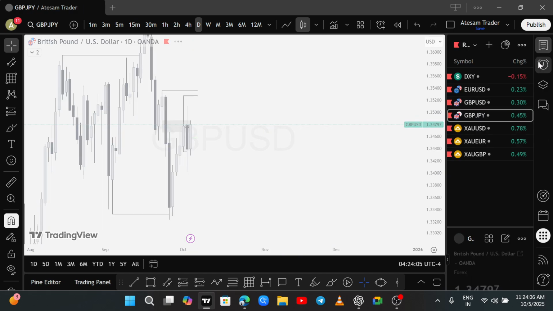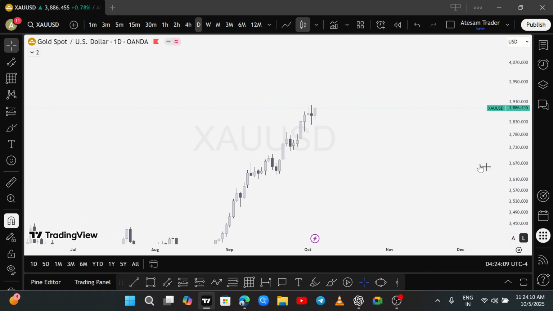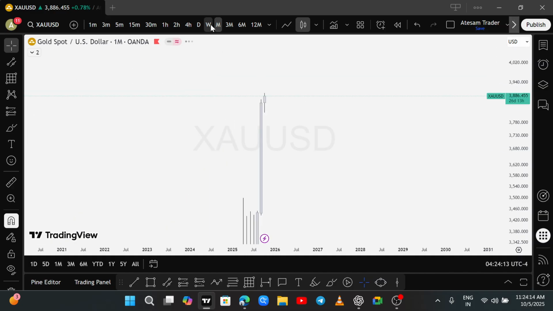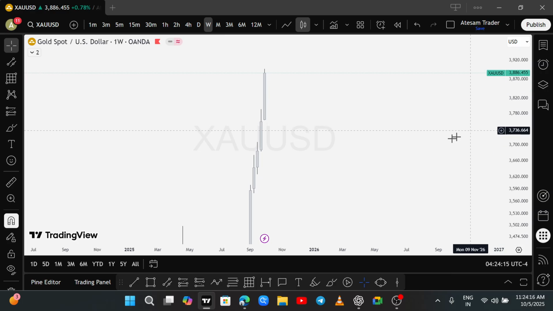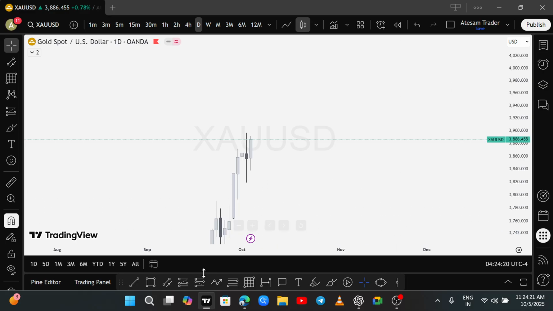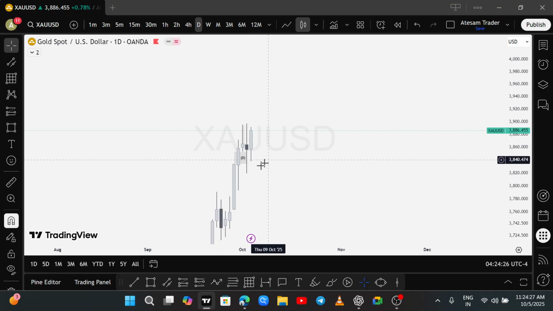Okay. Let's come to GBP JPY. Let's come to gold first. Gold, clear bullish price action. Come to the monthly open. We are above the monthly high, weekly also bullish. And what do we have? We came to this fair value gap and we expanded. We formed the swing point.